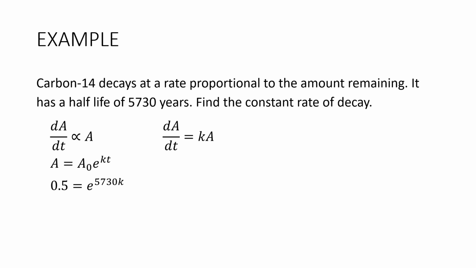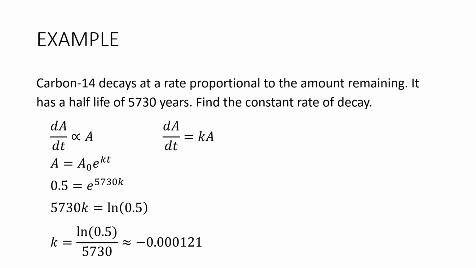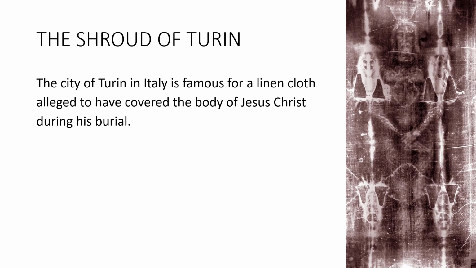So let's substitute in. Have a look at this. Half of it's left after 5,730 years, and I've made A naught equal to 1. Hope that makes sense to you. Take logs of both sides. I've turned that around. Divide both sides by 5,730. And k is approximately equal to negative 0.000121. Right, a quick check. It's a rate of decay. It should be negative.